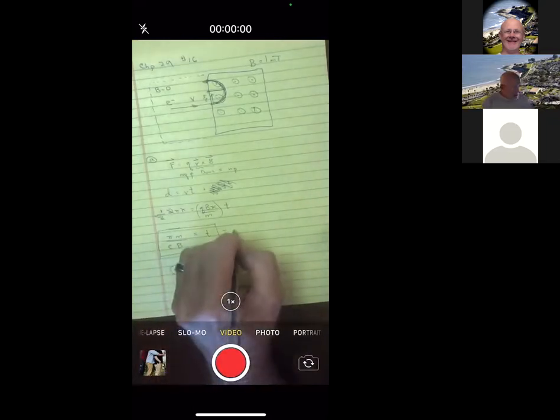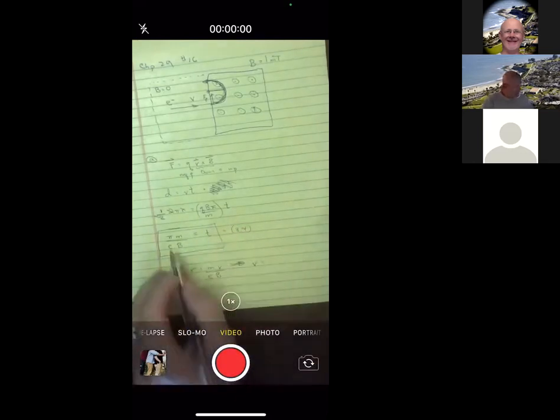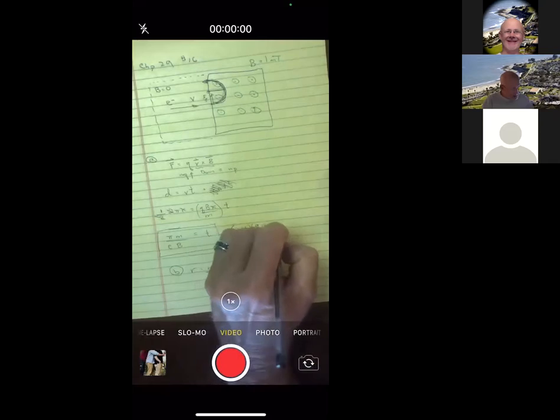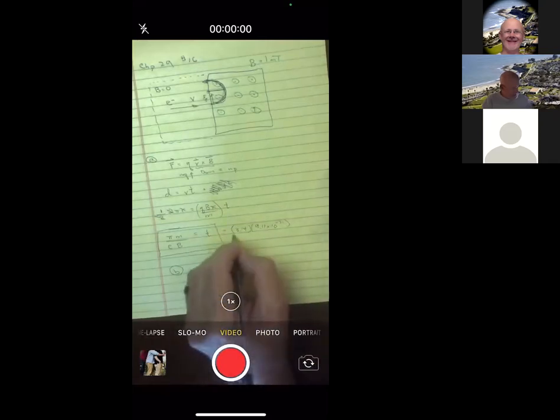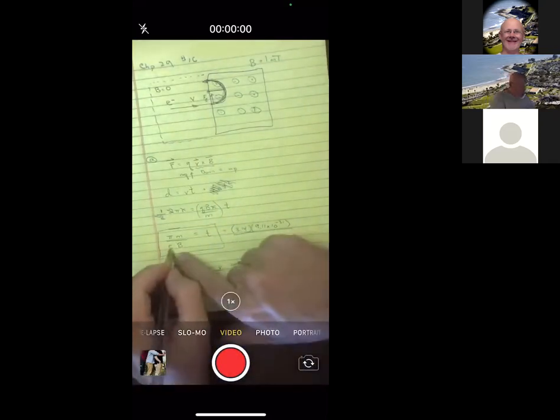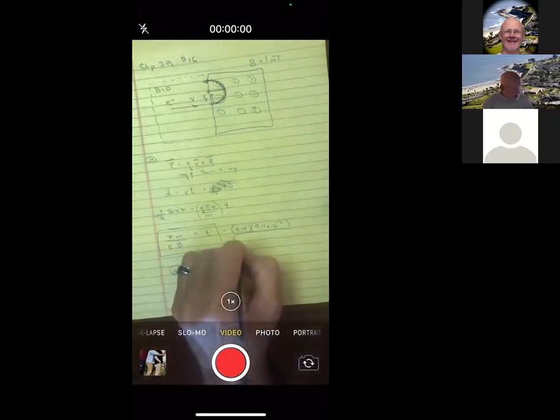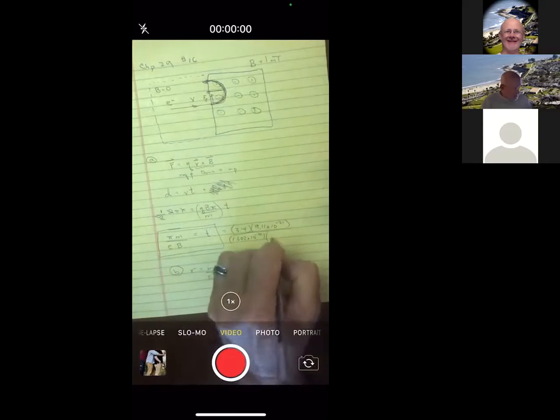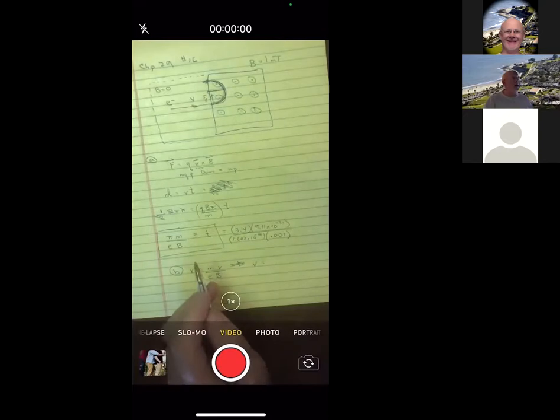All right. So pi, we know 3.14. Mass of the electron, 9.11 times 10 to the negative 31. Charge of the electron, 1.602 times 10 to the negative 19. And magnetic field is 1 millitesla.